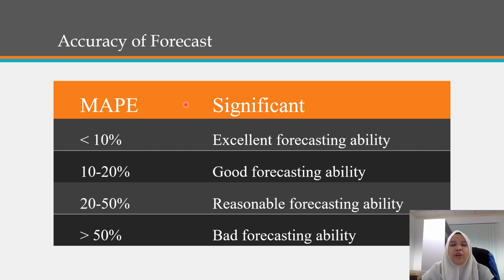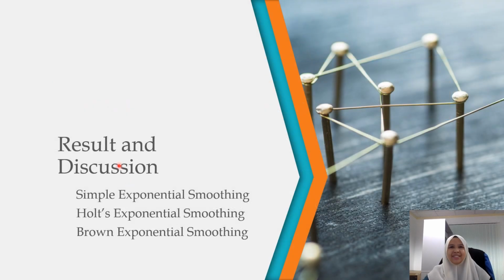The range of MAPE is shown in this table: less than 10% is excellent forecasting ability, 10 to 20% is good, 20 to 50% is reasonable, and more than 50% is bad forecasting ability. The next section is result and discussion for simple exponential smoothing, Holt exponential smoothing, and Brown exponential smoothing.